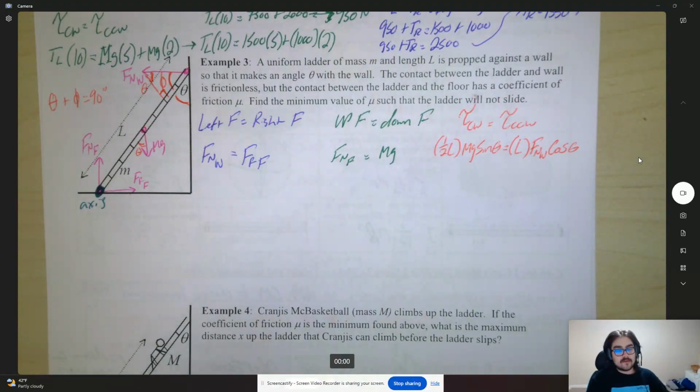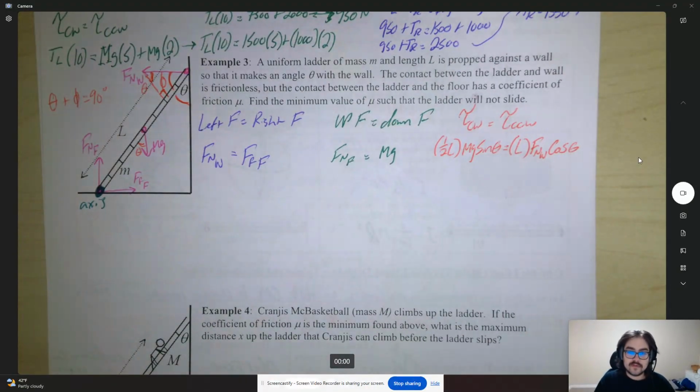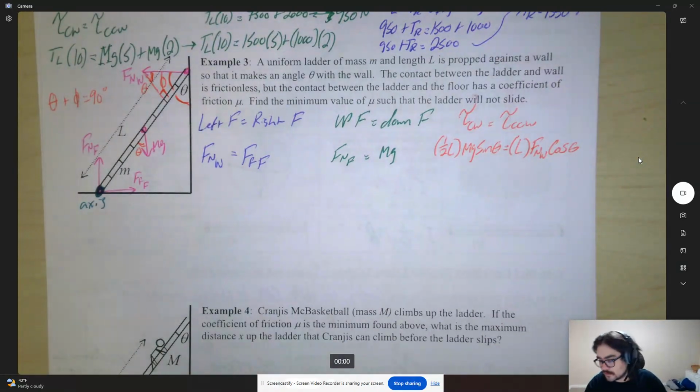I could do it in terms of phi if I wanted to, but we don't want to have two different angles, especially when you don't have values for those angles. Okay?